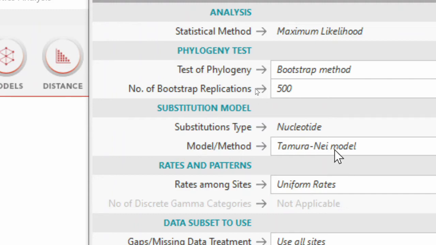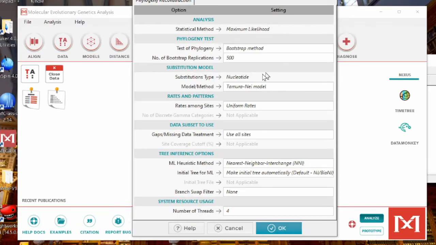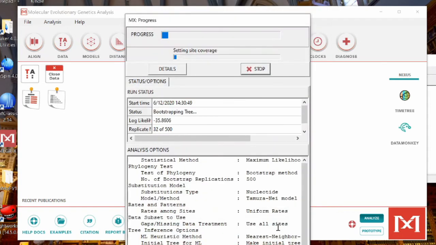All the other choices are pretty obvious. So, uniform rates of the mutations. Then we use all sites in the analysis. So we click, and the counting is going here. We are going to reach 500. These are going to be our number of bootstrap replicates. Okay, almost there.